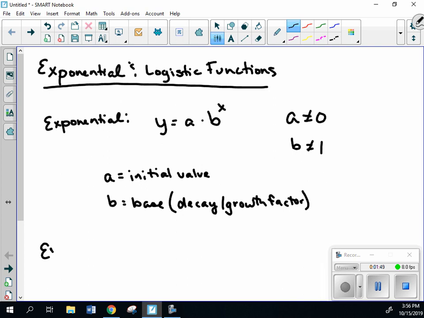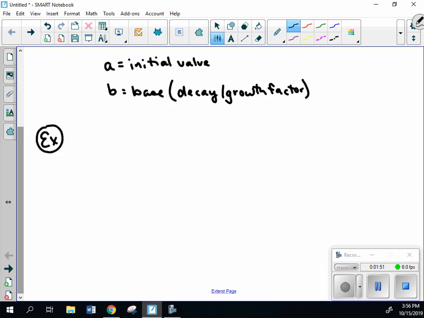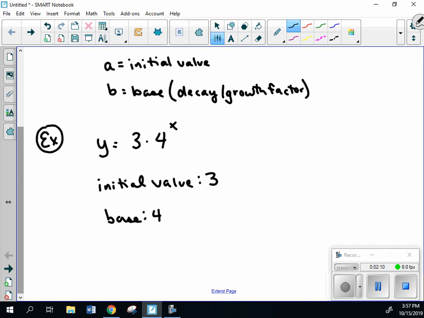So for instance, just as a quick refresher here, if I were to have the equation y equals 3 times 4 to the power of x, in this case, my initial value is the 3, and my base is that 4. The x is in the exponent spot, so we're good to go that this is an exponential function.